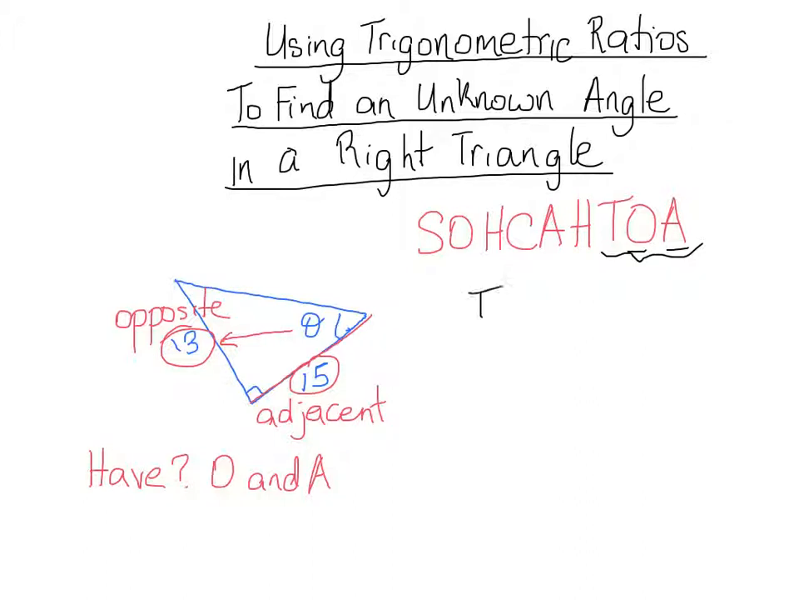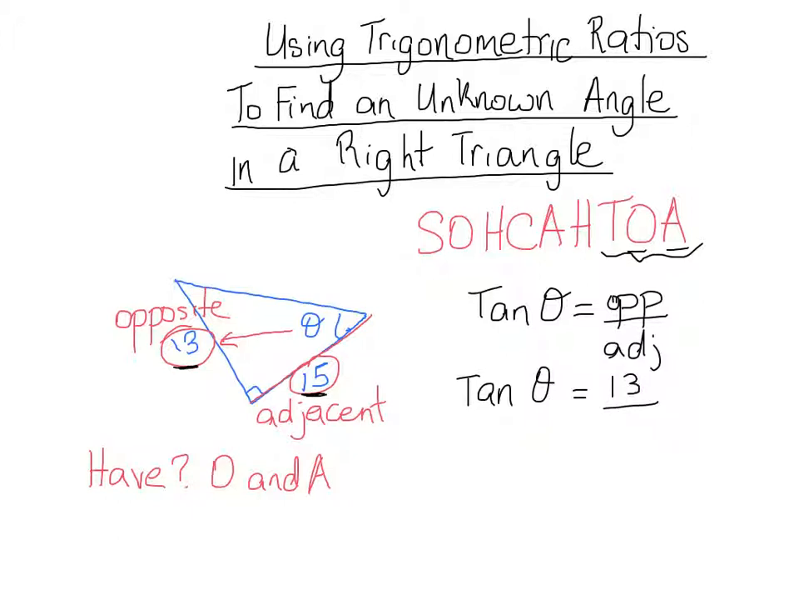And so the ratio states that the tan of an angle is equal to the opposite over the adjacent. In this case, we don't have the angle, so the tan of something unknown is equal to the opposite, which we already stated was 13, over the adjacent, which we stated was 15.